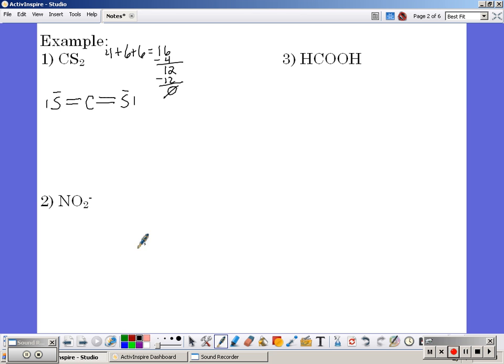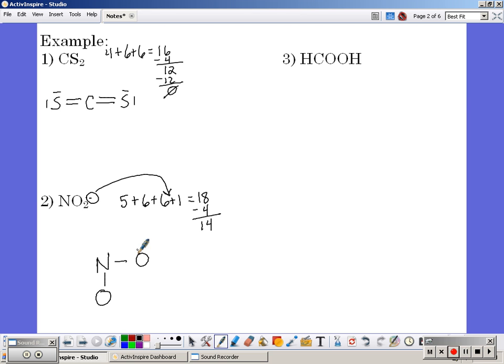Alright, if we try NO2 minus, nitrogen has 5, oxygen has 6 and 6. The negative charge tells me I have an extra electron. So we're going to add one more electron there. So that's 18 valence electrons. So we would put nitrogen in the middle and our 2 oxygens around it, and we would bond. So we've used 4 electrons, leaving me with 14.